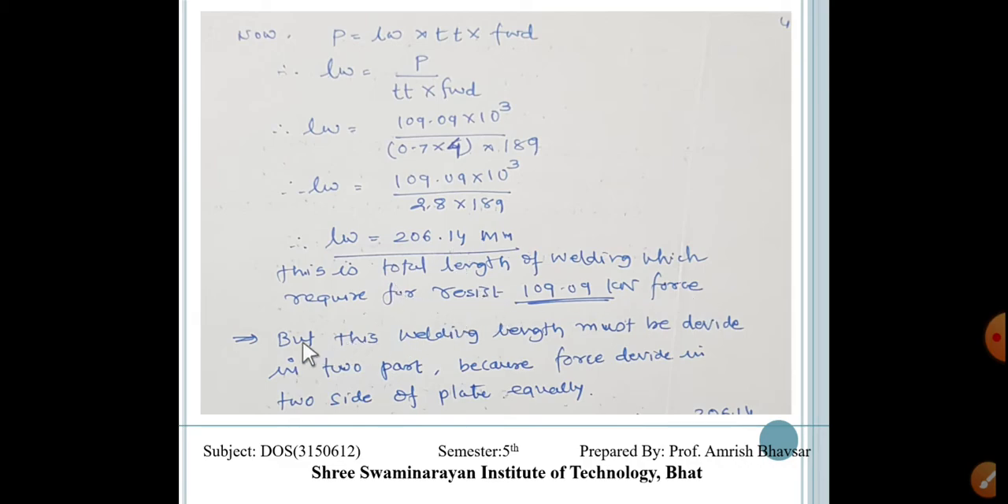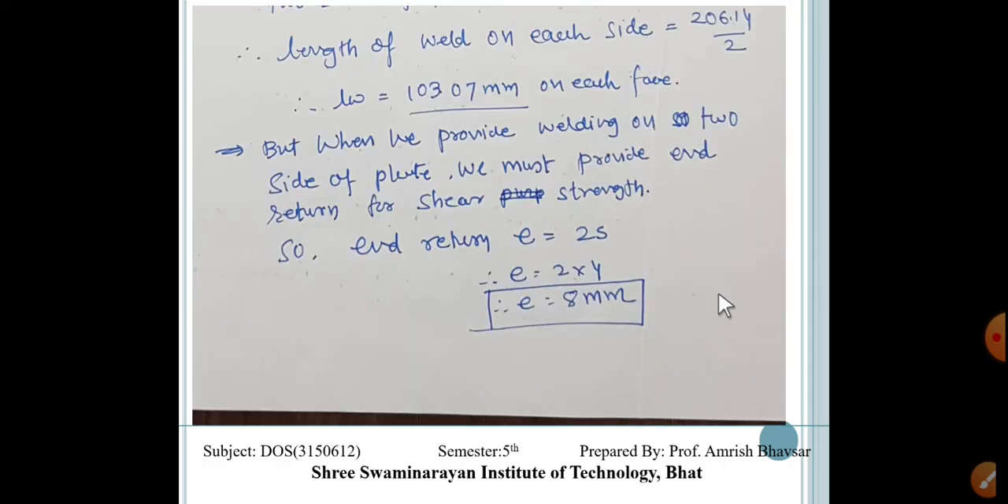Clear? Now, this welding length must be divided in two parts because we have to consider it as symmetrical. So half portion of welding is on the upper side and half portion of welding is on the lower side. So we have to divide this length 206.14 in two parts. So what do we get? The total length of welding on each side is 206.14 divided by 2, which is 103.07 mm on each face.